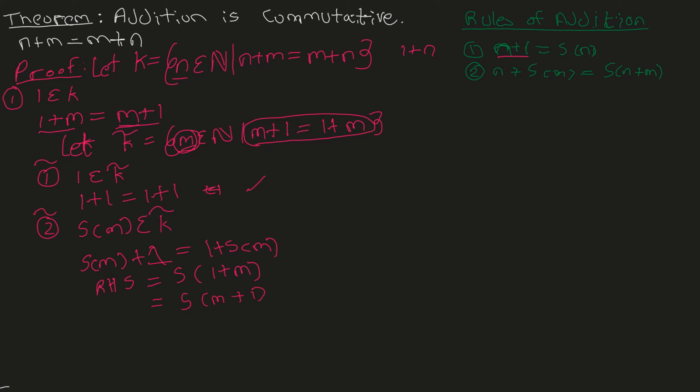plus 1. Remember, because m is in K tilde, and we just defined K tilde to follow this property, m plus 1 is equal to 1 plus m in K tilde, and we're proving that the successor of m is in K tilde. So we know that 1 plus m is equal to m plus 1 in K tilde. We don't know it's the same in natural numbers yet. So this we can write as successor of m plus 1. This is from the second rule of addition. Now the left hand side looks exactly like the right hand side, so we're done with the proof of 2 tilde.